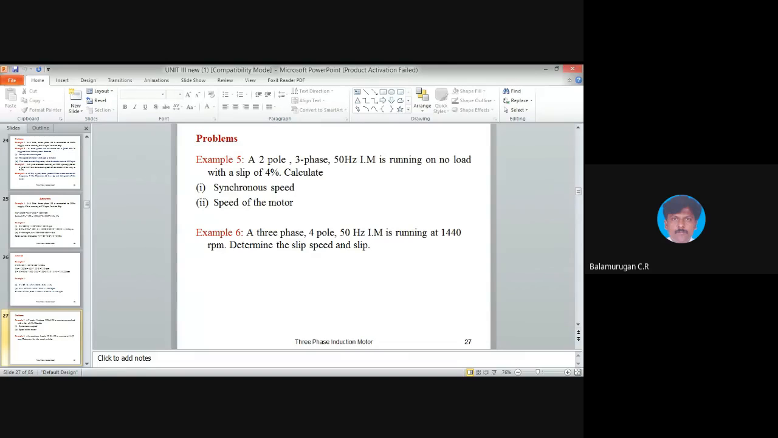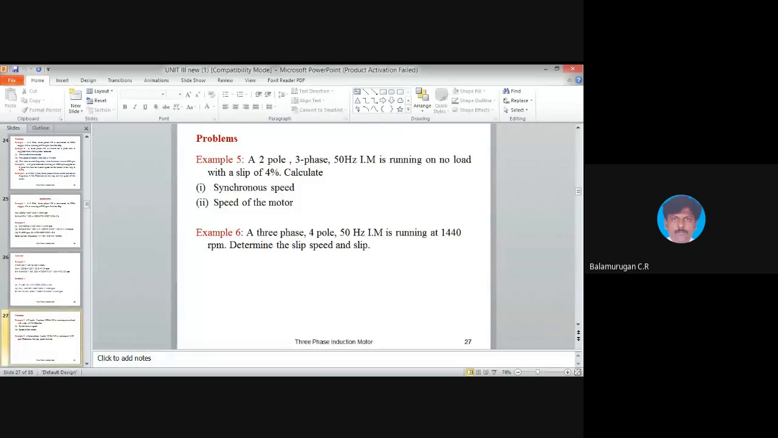So what is the value for cos 60? Cancel the 2. What is the value for cos 60? 0.5. So 0.5 phi m plus phi m. Okay, so what is the total value? 1.5 phi m.